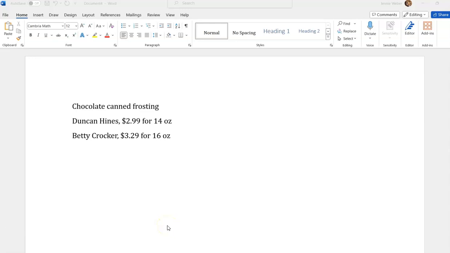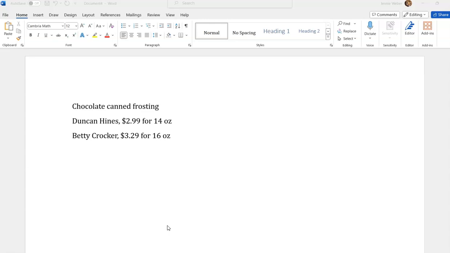Take a moment and talk about unit price. So all of us have faced this. This is chocolate canned frosting from Fred Meyer's, and we've got Duncan Hines and Betty Crocker. On the face of it, it seems like Duncan Hines is cheaper. But if you look at them, they're not the same size container.